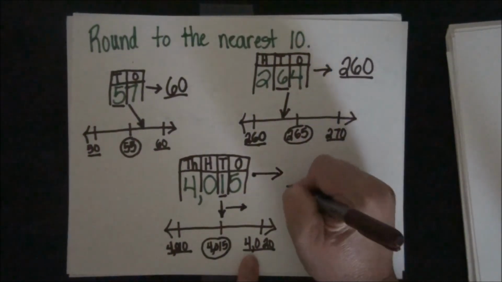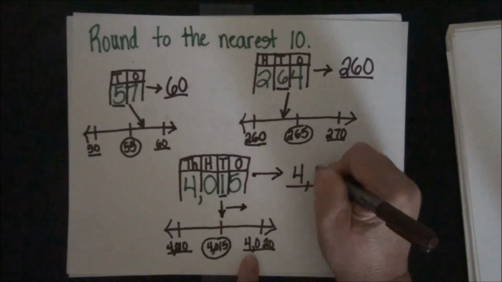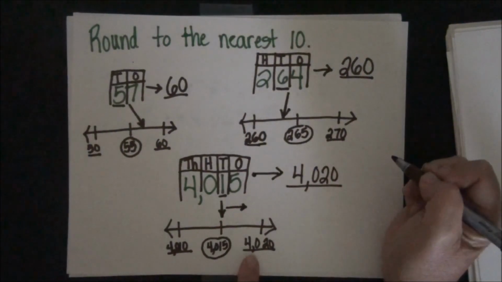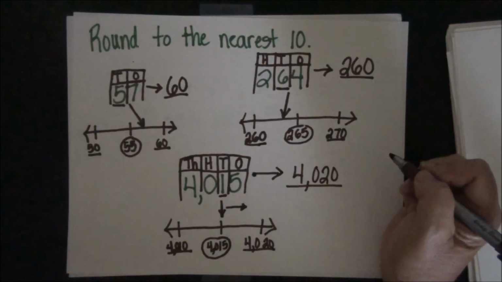So 4,015 rounds to 4,020. And there's my answer. Okay, let's practice rounding to the nearest 100.